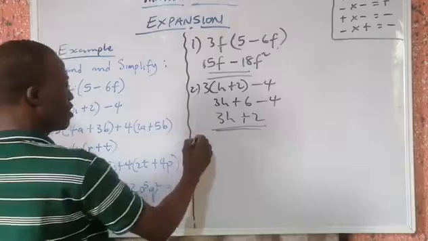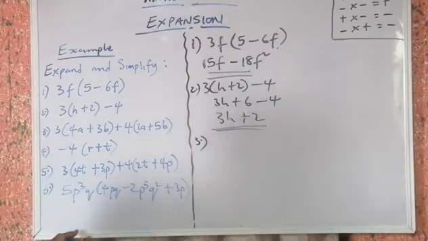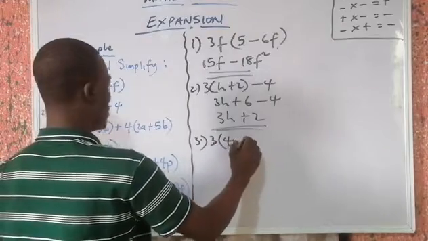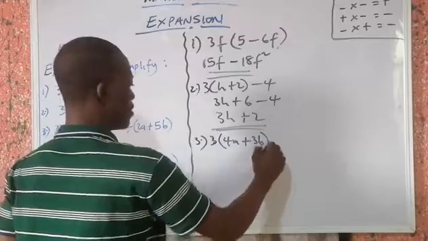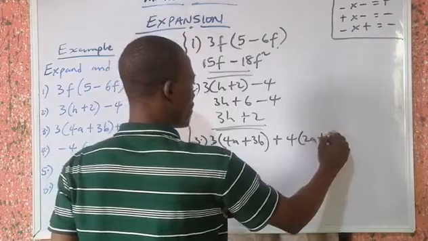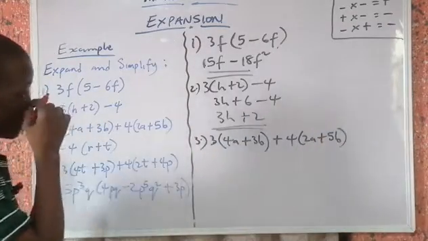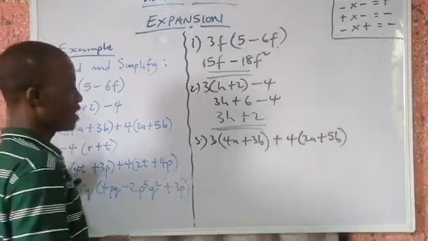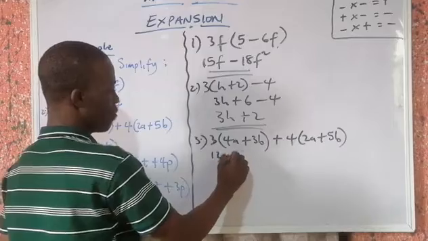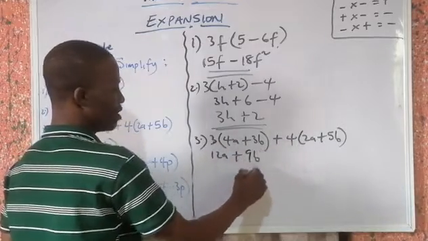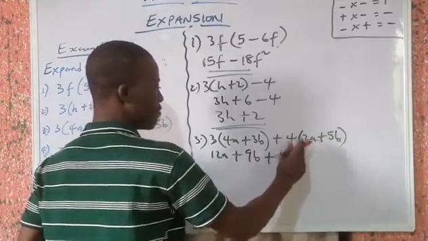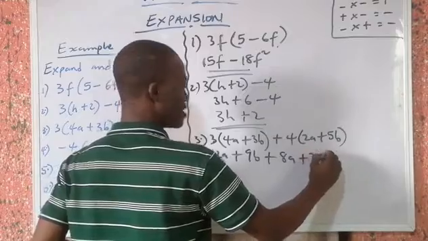So that's straightforward. Number 3, I have 3 into bracket 4a plus 3b, plus 4 bracket 2a plus 5b. So I can begin with 3 multiplying all these. 3 times 4a, 12a, plus 3 times 3b, 9b, plus 4 times 2a, 8a, plus 4 times 5b, 20b.